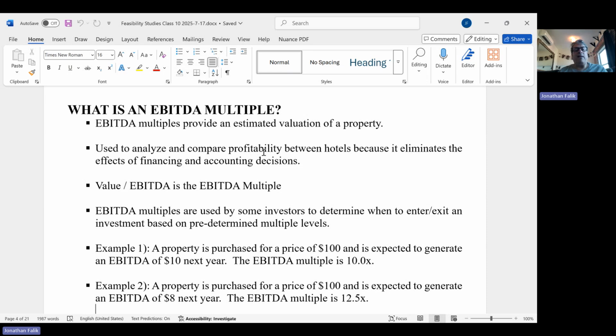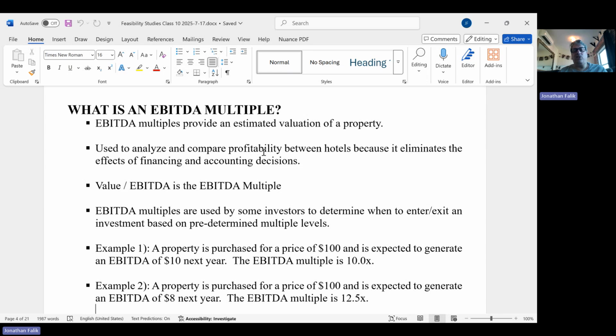So value divided by EBITDA is the EBITDA multiple. An EBITDA multiple times EBITDA equals value. So a lot of investors will say, what multiple of EBITDA are you talking about? Are you buying this at 10 times EBITDA, which means they're buying it at 10 times what they think the annual stabilized EBITDA is.